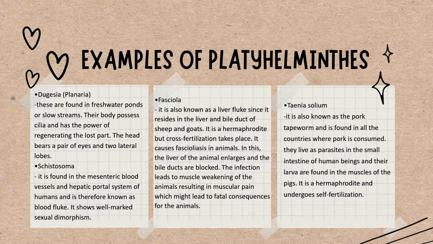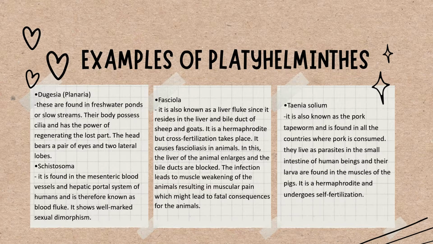Next is Schistosoma. It is found in the mesenteric blood vessels and hepatic portal system of humans and is therefore known as blood fluke. It shows well-marked sexual dimorphism. Next is Fasciola. It is also known as a liver fluke since it resides in the liver and bile duct of sheep and goats. It is hermaphrodite, but cross-fertilization takes place. It causes fascioliasis in animals.